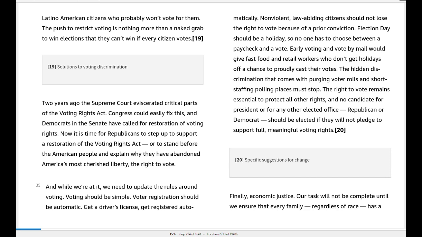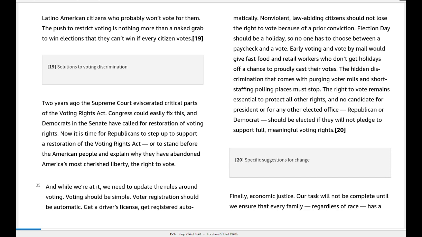And while we're at it, we need to update the rules around voting. Voting should be simple. Voter registration should be automatic. Get a driver's license, get registered automatically. Nonviolent, law-abiding citizens should not lose the right to vote because of prior conviction. Election day should be a holiday, so no one has to choose between a paycheck and a vote. Early voting and vote by mail would give fast food and retail workers who don't get holidays off a chance to proudly cast their votes.